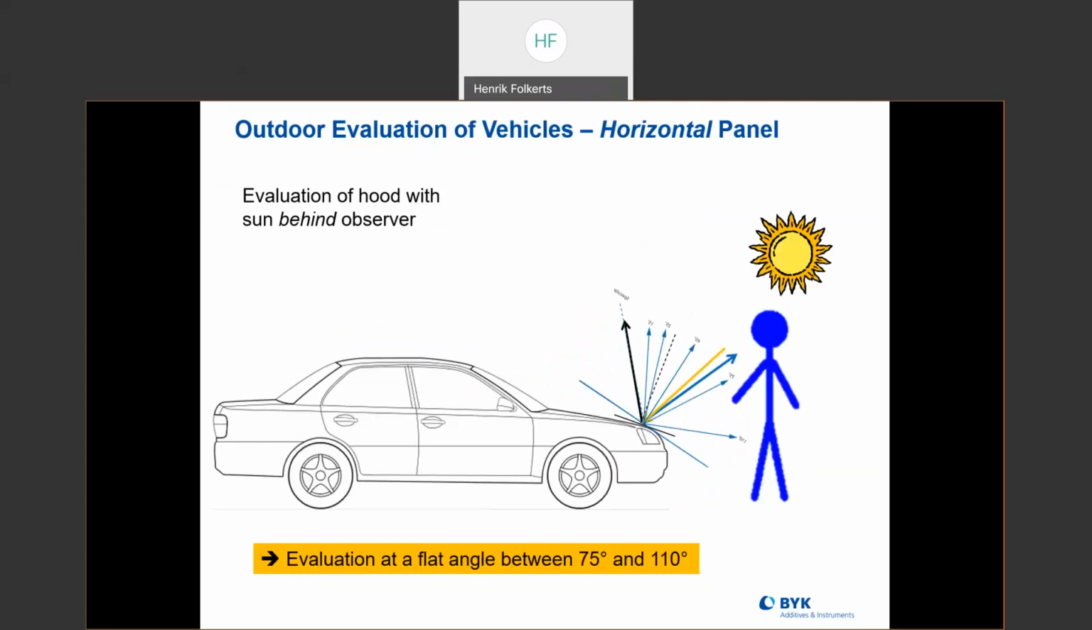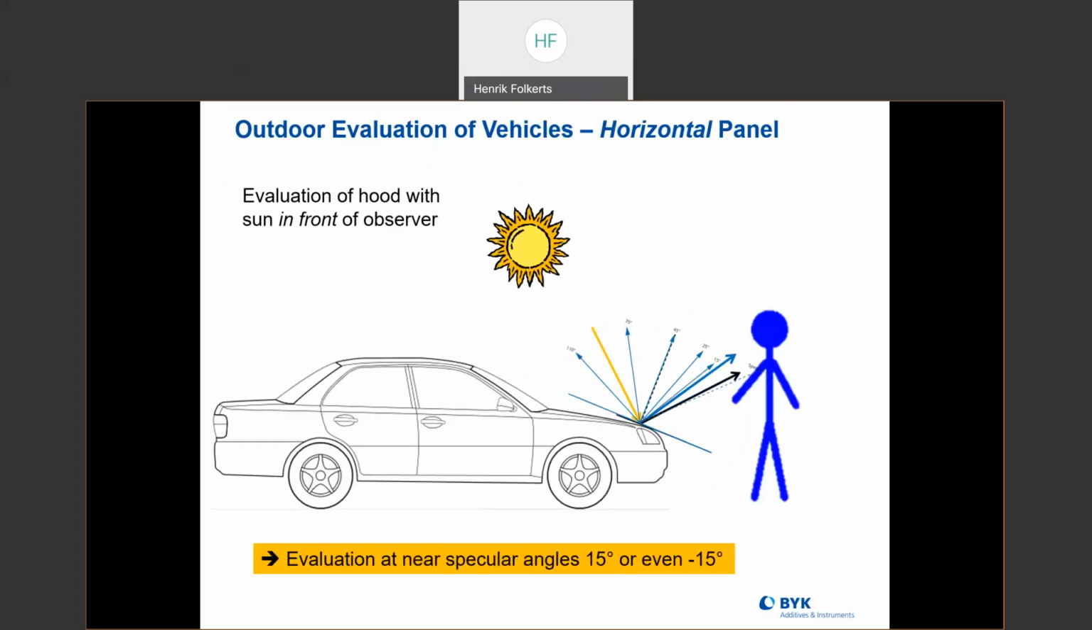Another important thing is when you look at horizontal surfaces, if the sun is behind you, you're looking at the 75 or the 110. But if the sun's in front of you, you're looking at the 15 or even the -15. So just things to keep in mind when you're looking at color.